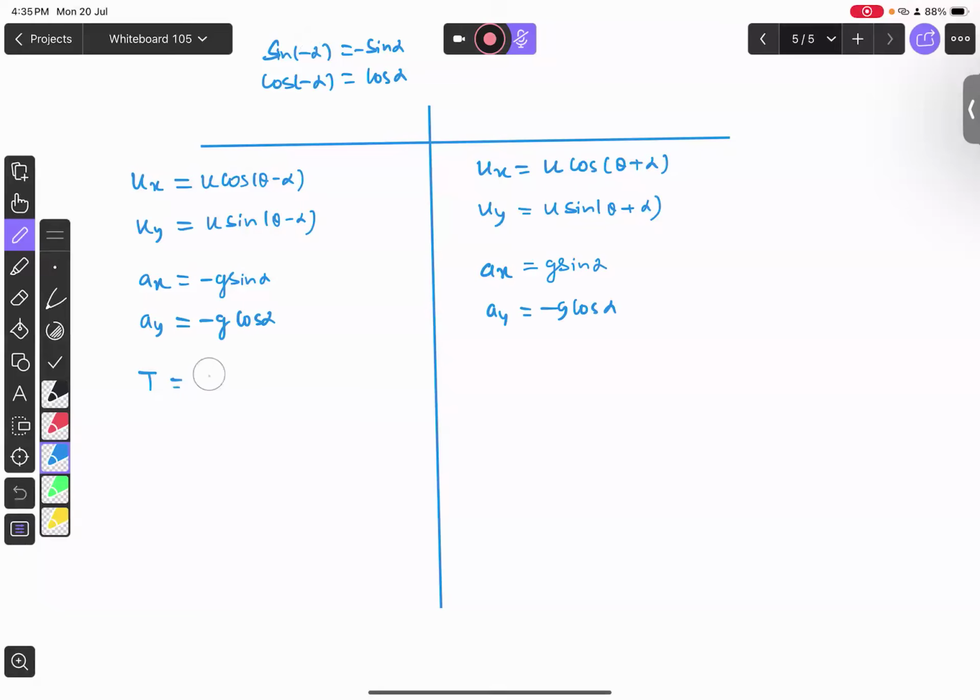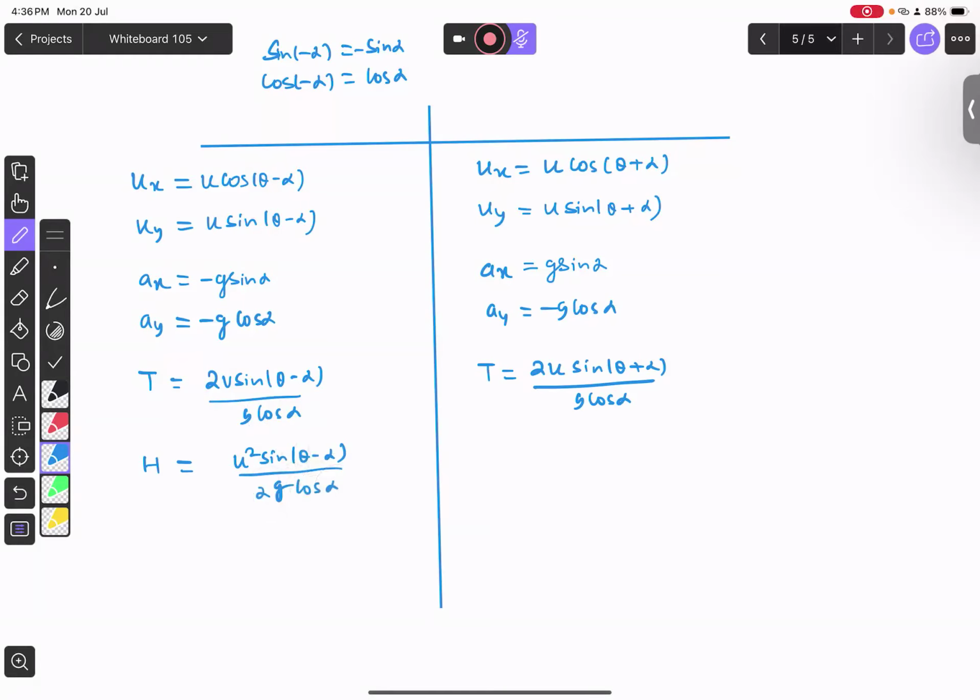Time of flight was 2u sin(theta minus alpha) by g cos alpha. Here time of flight will be 2u sin(theta plus alpha) by g cos alpha. Here h max was u square sin(theta minus alpha) by 2g cos alpha. Here h max will be u square sin(theta plus alpha) by 2g cos alpha. Every result will be like that.